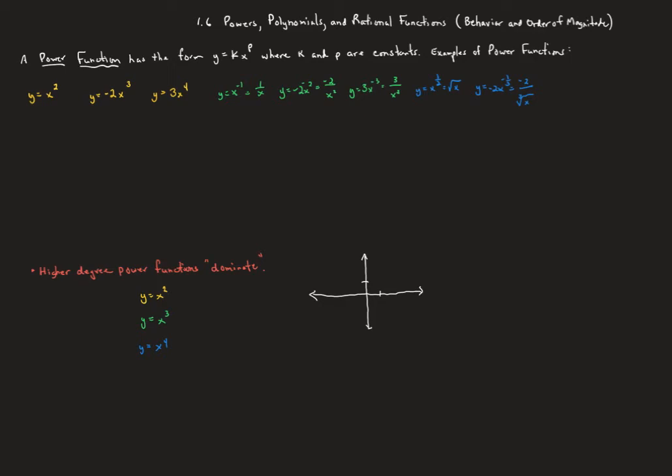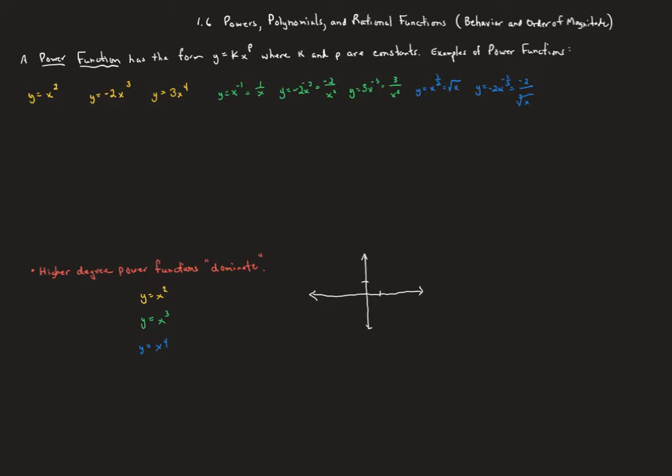We're going to talk about section 1.6 in our book, Powers, Polynomials, and Rational Functions. In particular, their behavior, the behavior of their graphs, and what we call order of magnitude. So a power function is anything that takes on the form y equals kx to the p, where k and p are constants, so x and y are the variables.